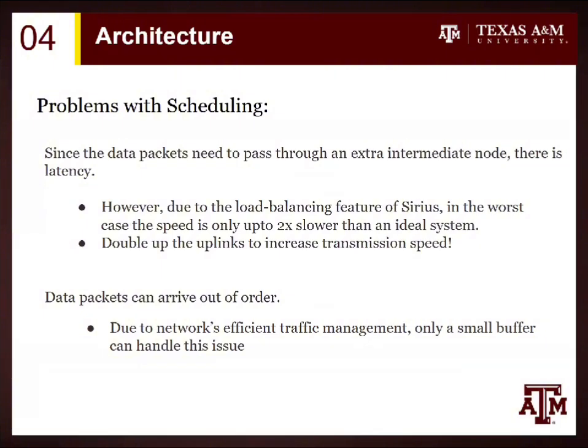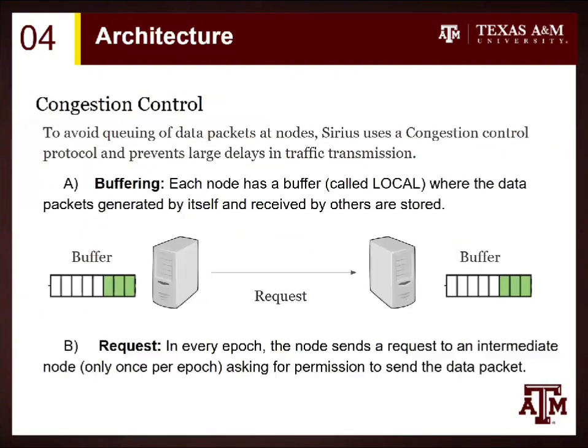Since the data has to pass through an extra node, there is a delay. However, Sirius's load balancing method ensures that even in the worst case, the speed is only up to 2 times slower than an ideal system. To increase the data transmission speed, they double up the uplink connections. When multiple packets arrive at the destination, they are queued, hence this also increases the latency. Since the data packets travel through different nodes, they are delivered out of order. But because of the network's efficient traffic management, only a small buffer can handle this issue.